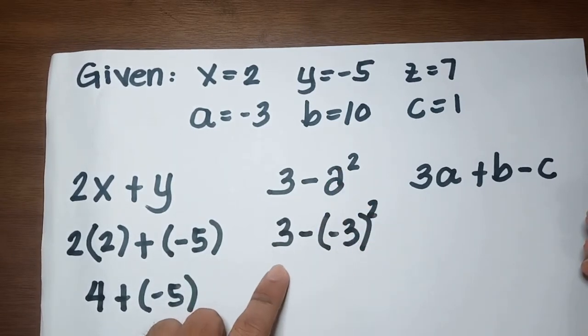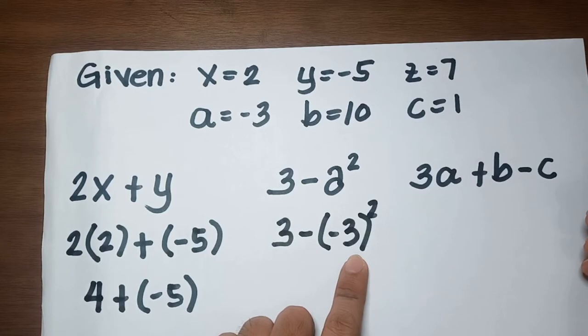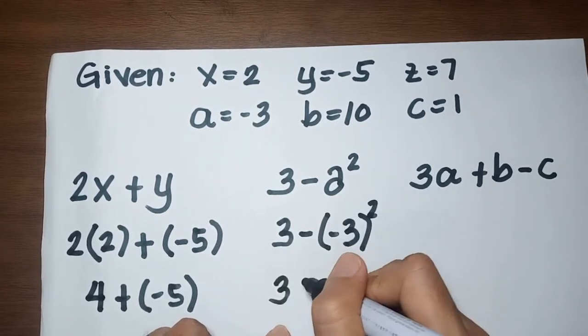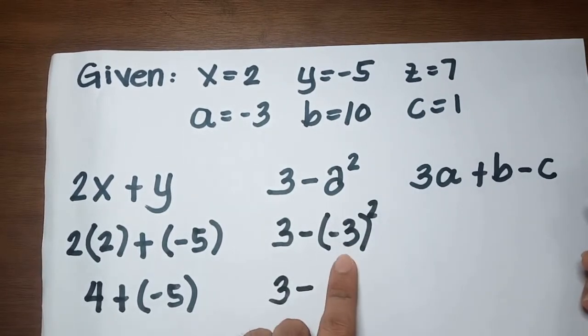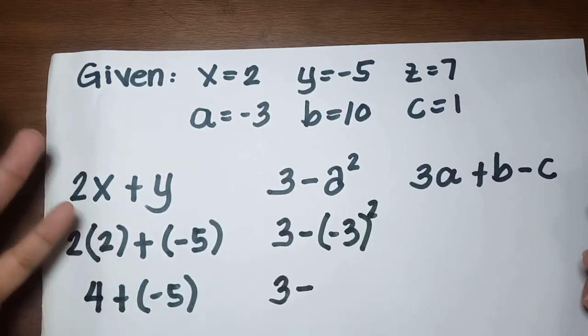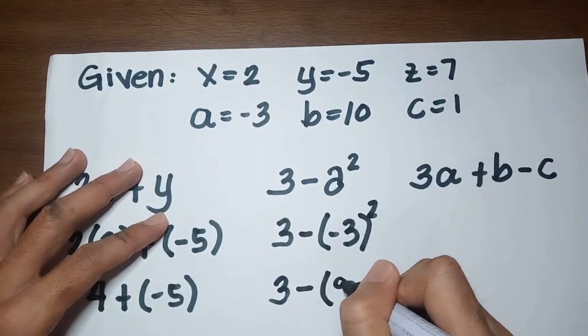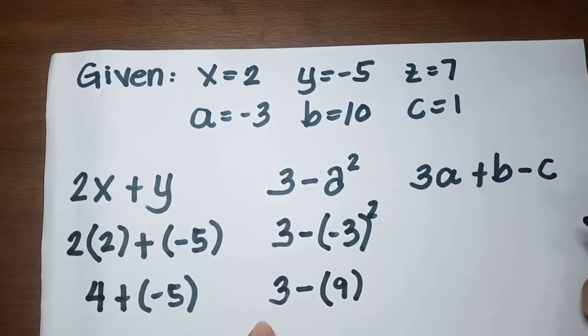To simplify this expression, we simplify first the term having the exponent 2. So meaning, we just simply copy the 3 here, then we copy the minus, then -3 squared, that means -3 times -3, which is +9. Then we have 3 minus 9 is -6.